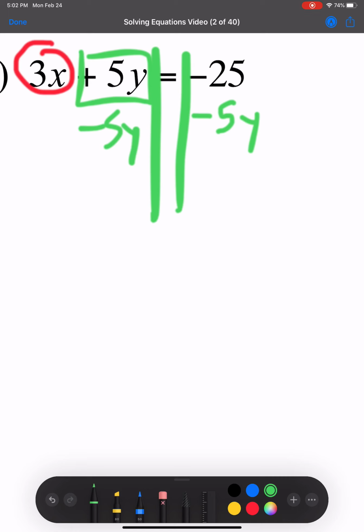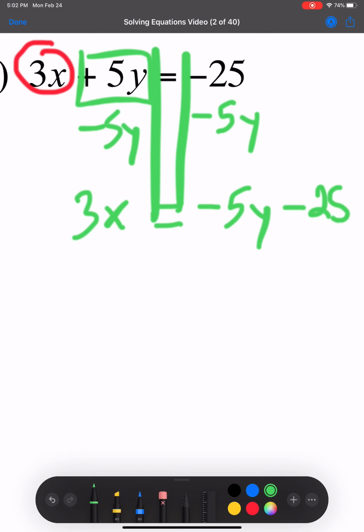On the right side, again, I cannot combine those to make negative 30y, but what I can do is rewrite it so that it's 3 times x equals negative 5y minus 25. Again, we have to pay close attention to our signs. Those travel with us. We can't just change it from a negative to a positive or a positive to a negative. It has to stay the same.